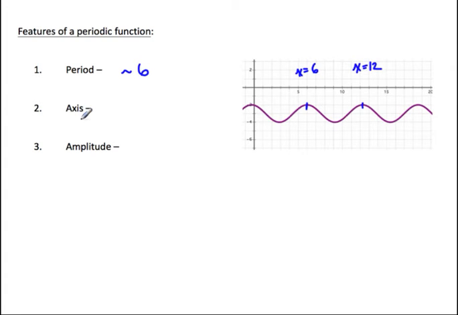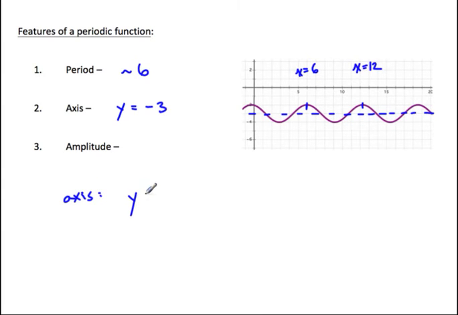The next term is axis, and the axis is the horizontal line around which the function is oscillating. It's the horizontal line that cuts through the middle of the function. And we can see here that on this function, the line y equals -3 cuts through the middle of the function vertically. Sometimes you'll see a formula for finding the axis.